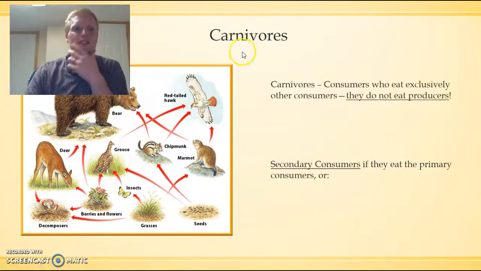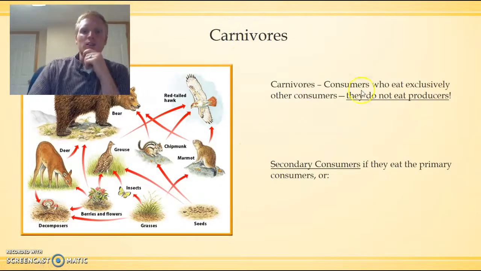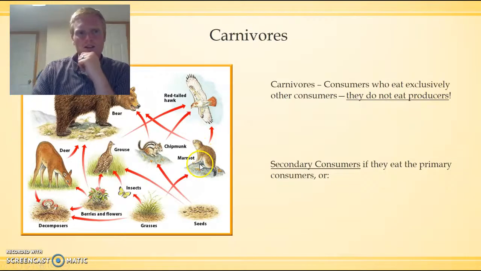We're going to touch on this in the last few seconds that I have. Carnivores are the opposite of herbivores. If herbivores only eat producers or plants, carnivores only eat other consumers. They do not eat plants or producers, okay? So this red-tailed hawk right here is a good example of a carnivore. A lion is a good example of a carnivore. Lions don't eat other plant material. By nature, dogs are carnivores. Okay, your pet dog is a carnivore. It's designed only to eat other animals.